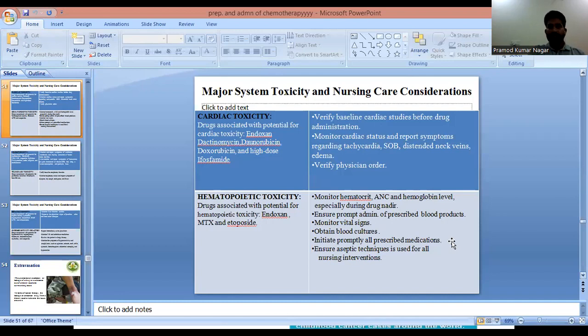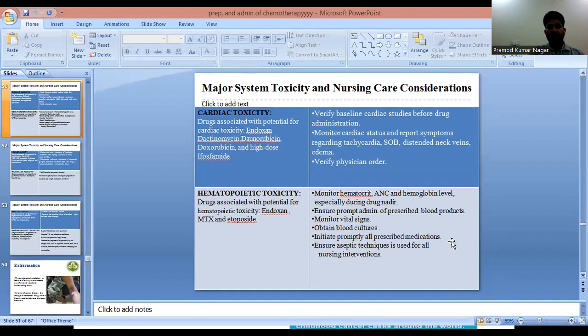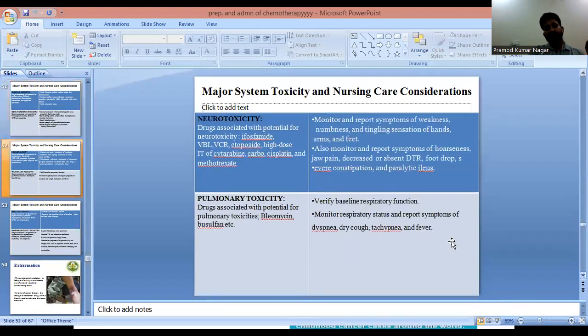In hematopoietic toxicity, the toxicity is associated with the drugs cyclophosphamide, methotrexate, and etoposide. Especially in this case, monitor hematocrit level, absolute neutrophil count, and hemoglobin count, ensure prompt administration of prescribed blood products, monitor vital signs, obtain blood culture, and initiate promptly all prescribed medicine, especially antibiotics and antifungals. Ensure aseptic technique is used for all nursing interventions.